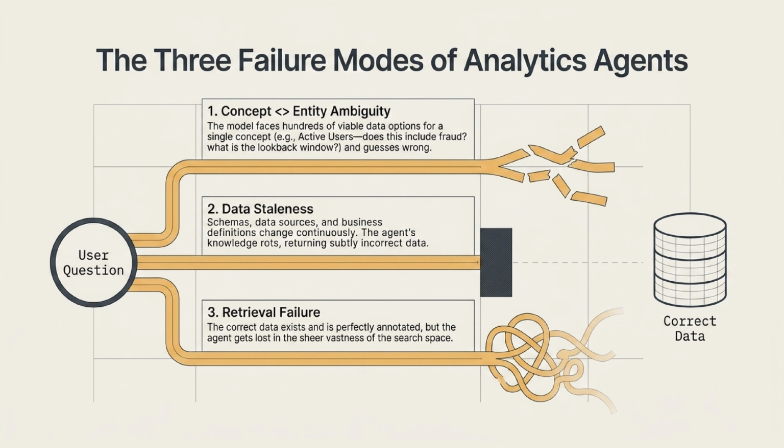The second is data staleness. Schemas and business definitions constantly change, causing the agent's knowledge to rot and return subtly incorrect answers. And the third is retrieval failure. Even if the correct data is perfectly annotated, the sheer vastness of the search space means the agent can simply get lost and fail to find it.